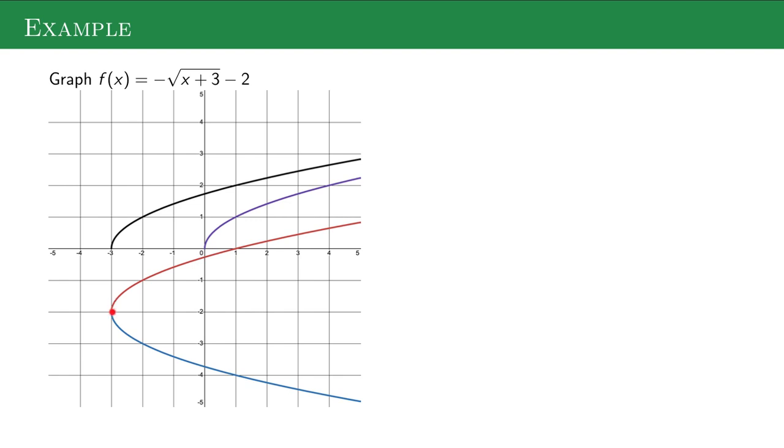And lastly, this negative sign is going to take my red graph and flip it upside down like that. Now you can see the starting point stays the same, but it just flips upside down. And my graph is just this blue arc. So we started here, went left 3, down 2, flipped it upside down, and got that graph.